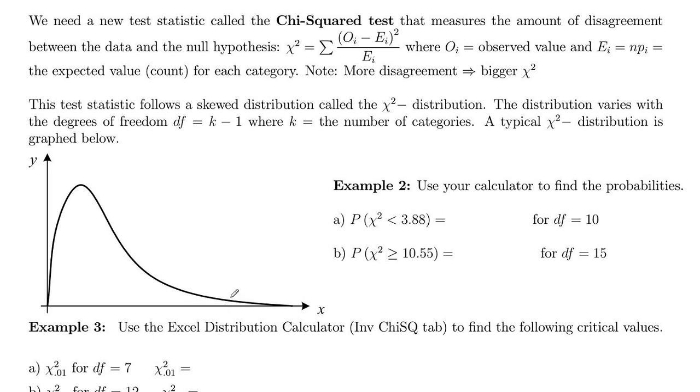So let's use our calculator here to find some chi-squared probabilities for some given degrees of freedom. We want to find the probability that chi-squared is less than 3.88 with degrees of freedom 10. So that 3.88 would be somewhere along the bottom here, maybe right here, and chi-squared less than 3.88 is going to be the left area here. So that's what this is finding.